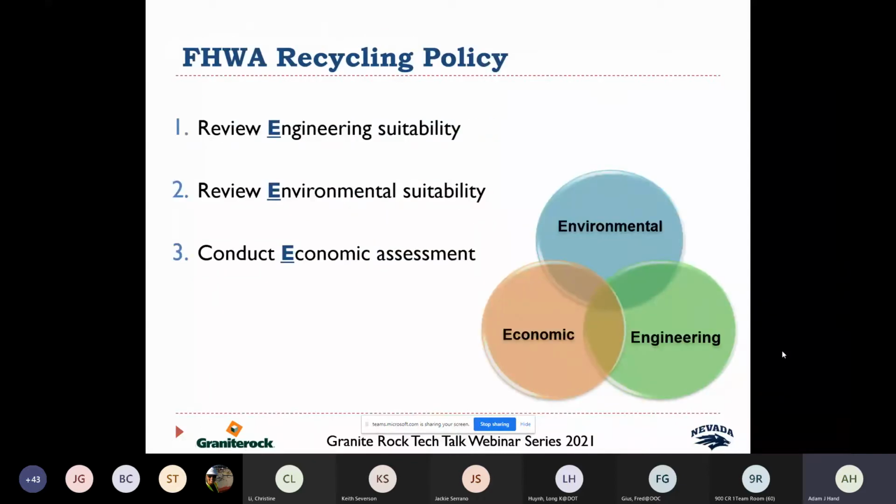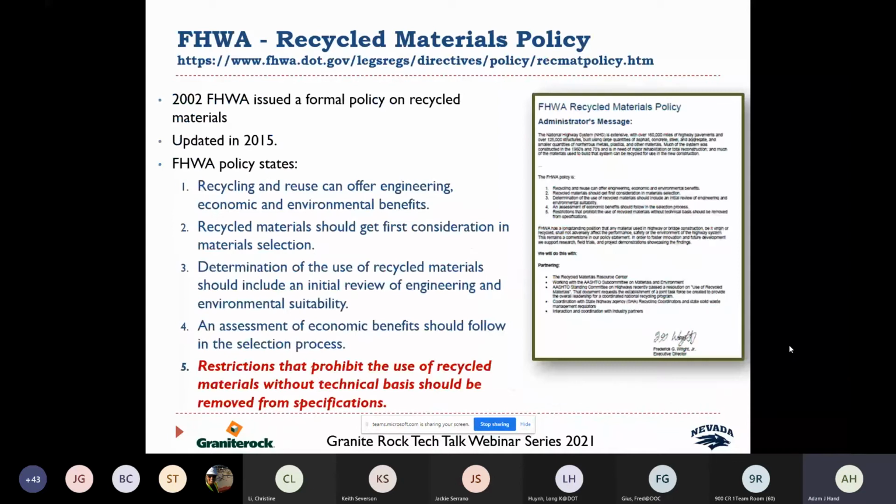Now, the Federal Highway Administration has a recycling policy, and there are basically three elements to that policy. You're used to seeing the triple bottom line when we talk about sustainability, right? So you see environment, economics, and society. Well, FHWA's Venn diagram has economics and environment, but it has engineering instead of society. It's not that FHWA doesn't care about society, but their policy focuses on engineering. It says when you look at materials, you need to look at their engineering suitability, and then their environmental suitability, and then you need to do an economic assessment to see if using those recycled materials makes sense. This is a memo, and there's a link to it up here that you can grab.